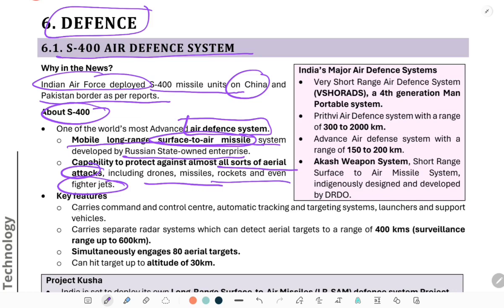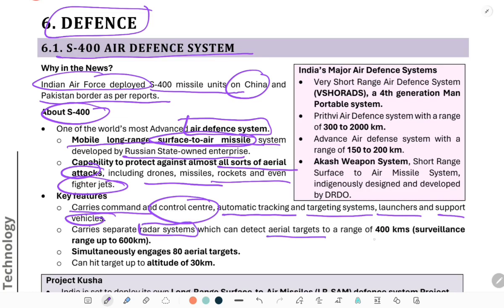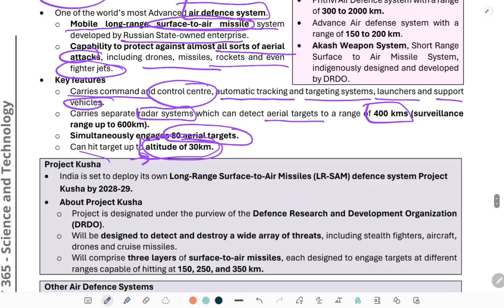The key features: it carries a command and control center, an automatic tracking and targeting system, launchers and support vehicles, and it carries a separate radar system which can detect aerial targets up to a range of 400 km. It simultaneously engages 80 aerial targets and can hit targets up to an altitude of 30 km. Project Kusha: India is set to deploy its own long range surface-to-air missile defense system.